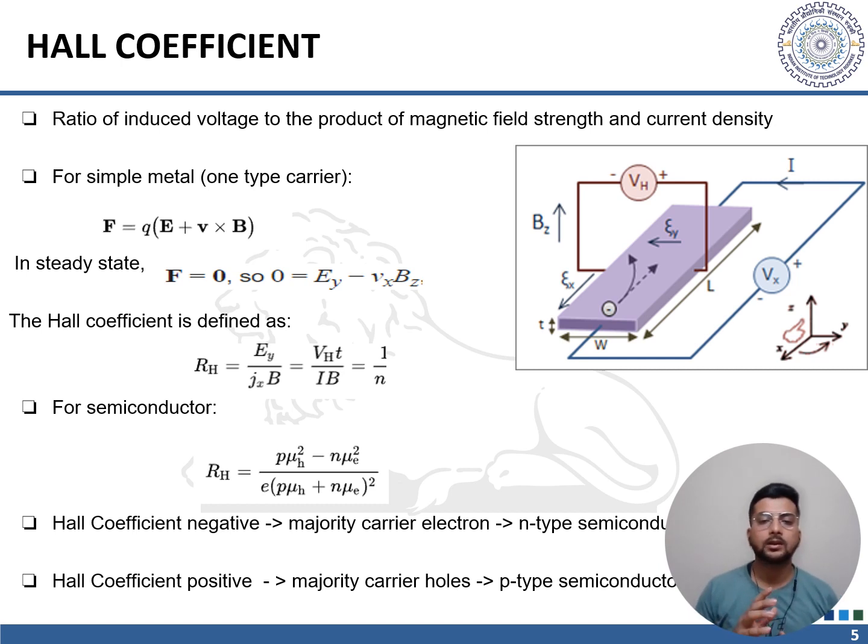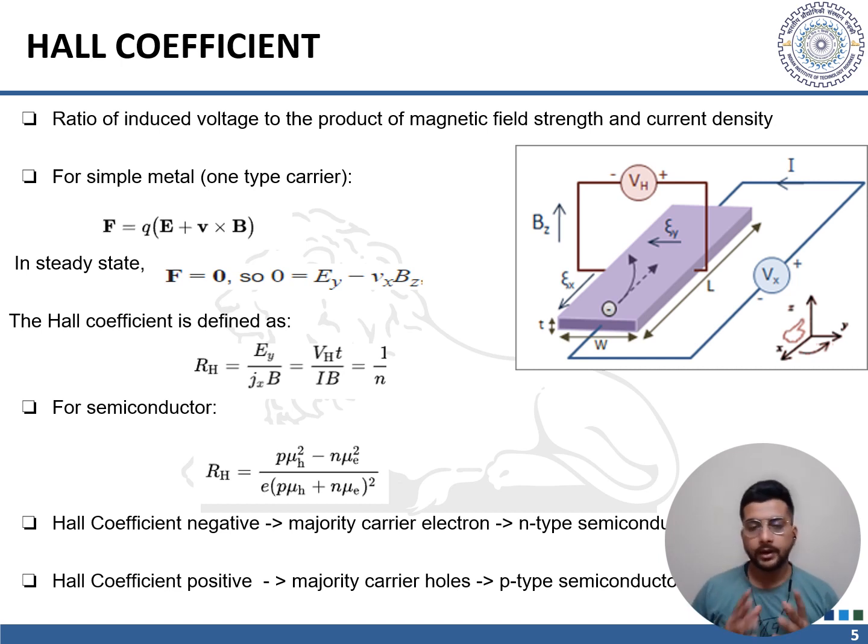After further manipulations on this equation, we get the Hall coefficient, which is defined as RH is equal to Ey divided by Jx times B. Here Ey is the Hall field, the electric field produced by the Hall voltage VH, Jx is the current density, and B is the magnetic field. Now putting in the dimensions of this metal slab, W, T and L, and making some manipulation, we finally get the result RH is equal to 1 by N. So we can see that it directly depends on the charge carrier density.